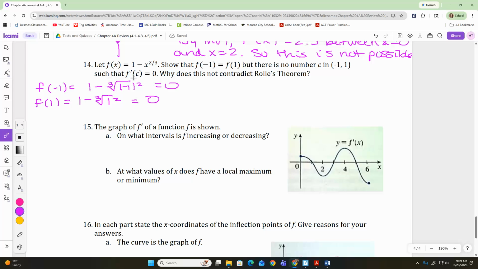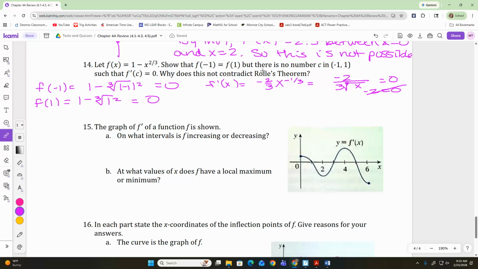Okay, but there is no number between negative 1 and 1 where the derivative is 0. If I do this derivative, we get negative 2/3 x to the negative 1/3. Negative 2 over 3 times the cube root of x. If you set that equal to 0, you get negative 2 equals 0, which can't happen.